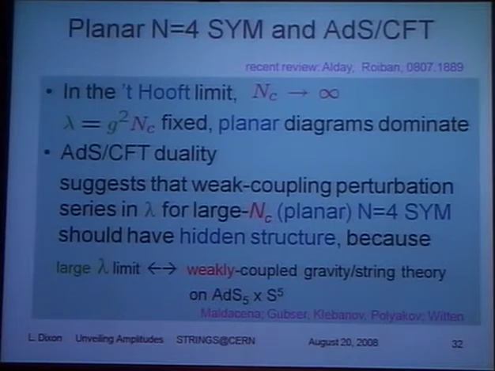But the basic idea of looking at planar N=4 super Yang-Mills is probably well known to many of you: because of the AdS/CFT correspondence, in this limit, if we could also go to strong coupling, then we would have a weakly coupled gravity or string theory on AdS5 cross S5, that is a large AdS5. And then the theory should become semi-classical. So one question we were trying to understand is how could that kind of simplicity show up in the weak coupling perturbation series for this theory in terms of these scattering amplitudes.